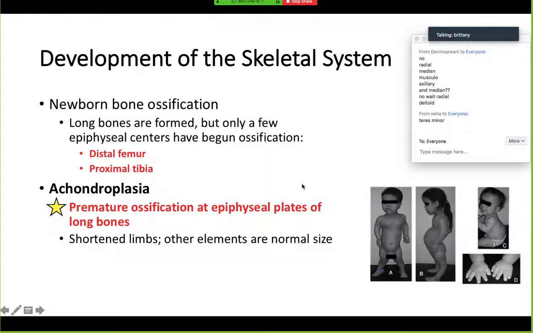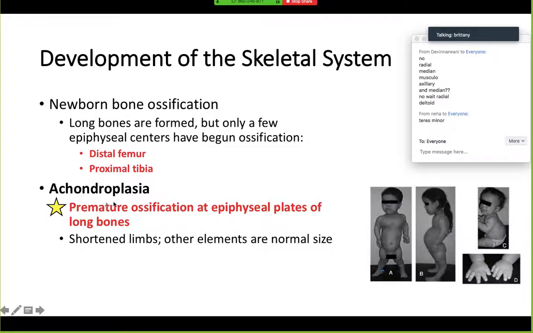Okay, so the skeletal system development. So 2 things to know here. The first thing you want to know is that when the fetus is born, or when you have a newborn, the long bones are formed, but only a few of the epiphyseal centers have begun ossification. So this is going to be the distal femur and the proximal tibia. So just in case he asks you that, just kind of a factoid, you need to know it.